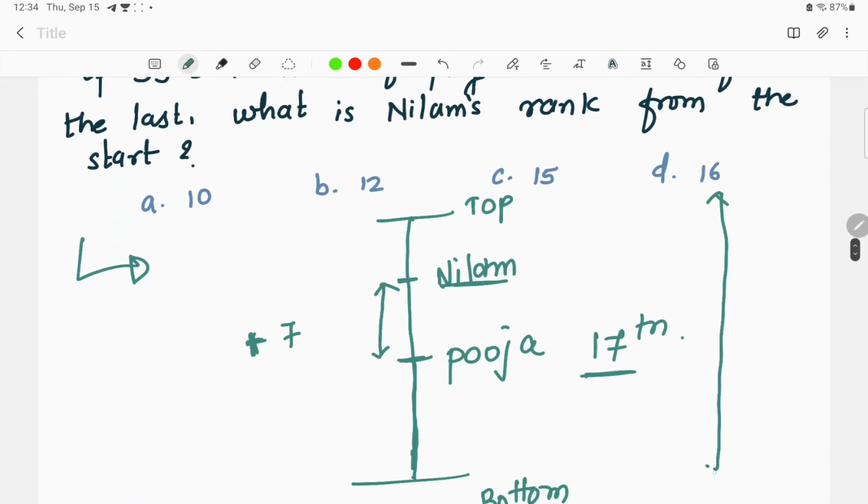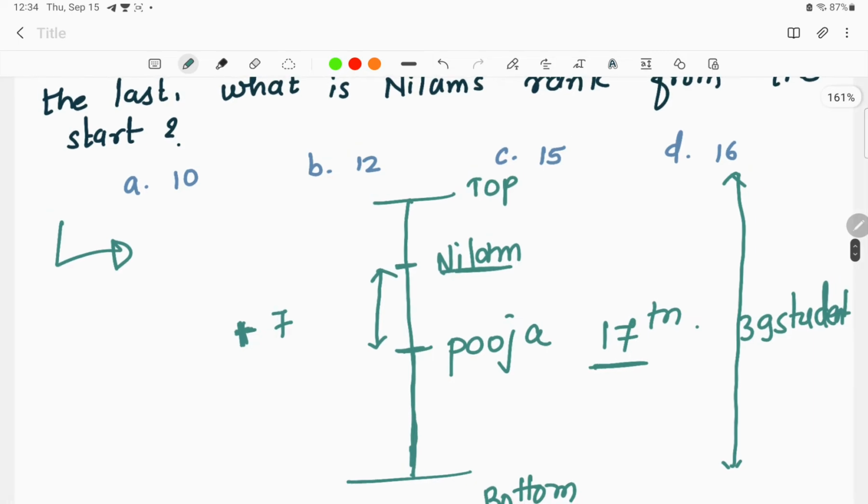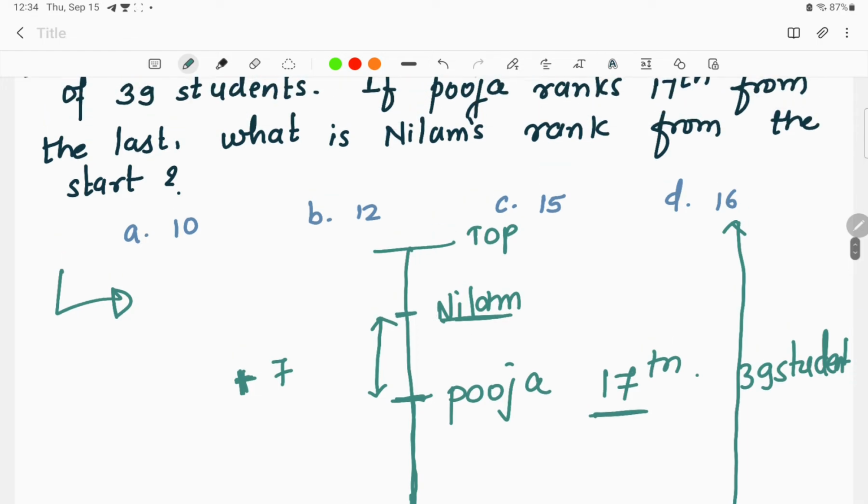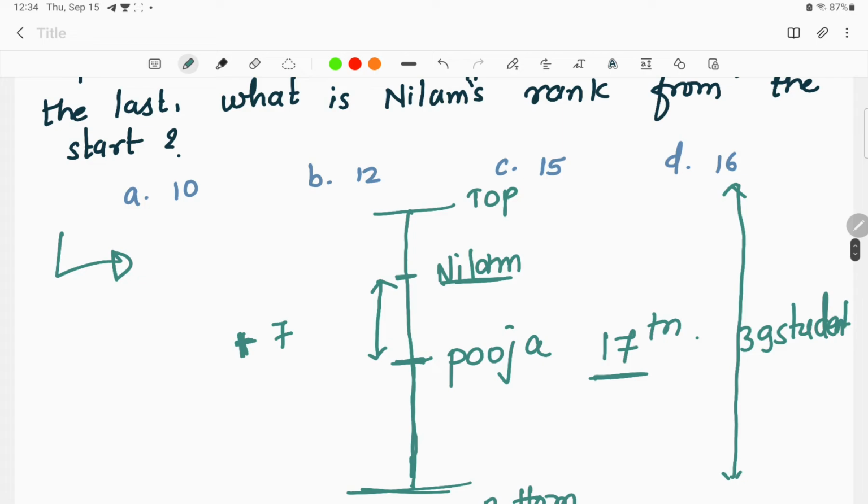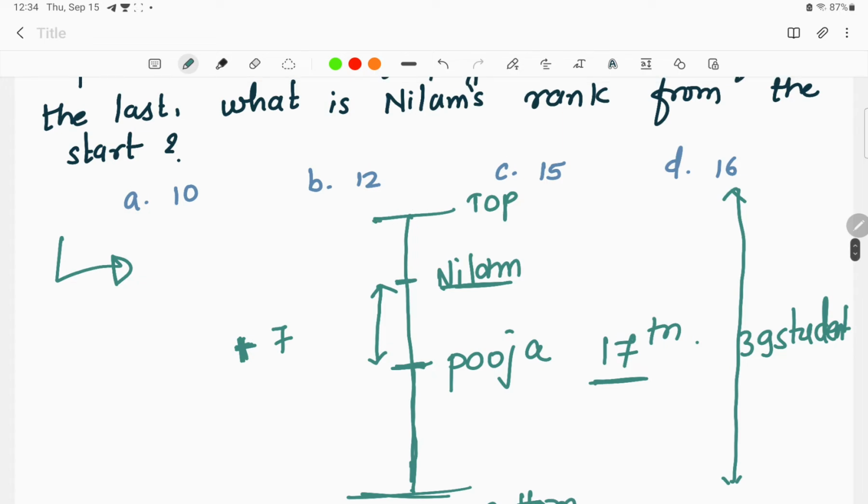There are a total of 39 students, right? This is what we have in the data. From the bottom, Pooja is at the 17th position, and ahead of Pooja by 7 ranks is Neelam, right? So basically we have to find Neelam's rank from the top.